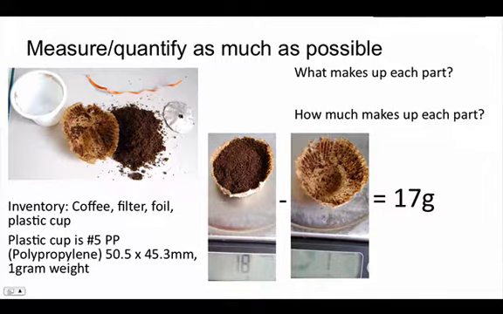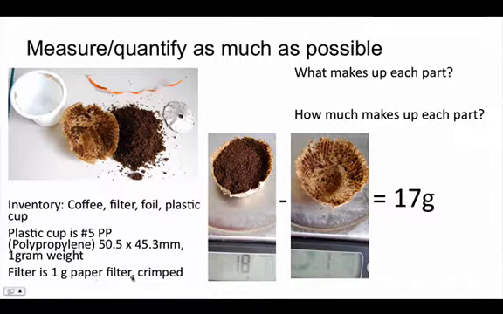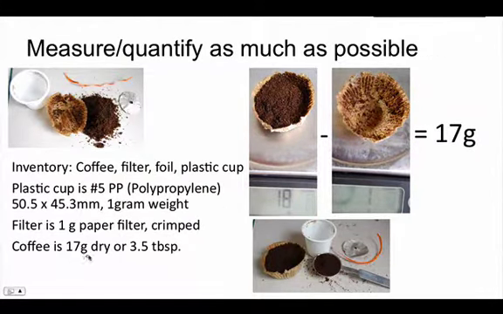The coffee and the filter are the 2 other big ones. Here I weighed it, and the coffee plus the filter weighs 18 grams, so I can subtract the filter by itself and have 17 grams of coffee that makes up 1 pod. That's another piece of information I can write down. The filter paper is 1 gram, just crimped, in case it comes in handy. And then the coffee is 17 grams. I put dry because coffee does change weight as it dries. Sometimes coffee is also measured by volume, so I measured that as well with the tablespoon I had handy, and I have about 3.5.